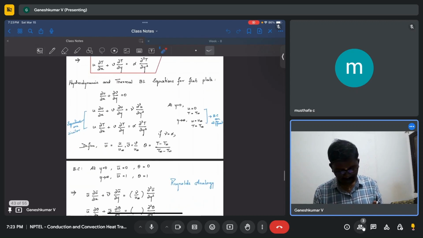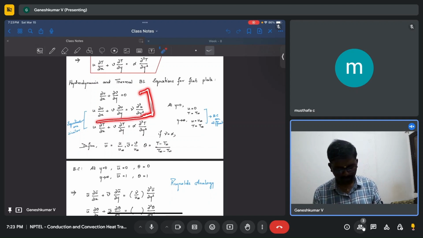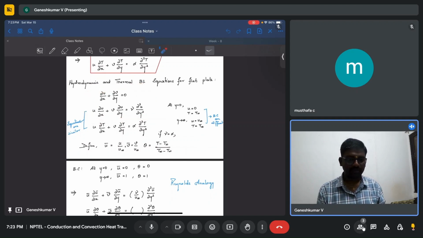All right. So finally, we had this. These are the velocity boundary layer equations. For example, in the fluid mechanics course, you would have used these two equations, and you would have derived the expression for hydrodynamic boundary layer thickness.